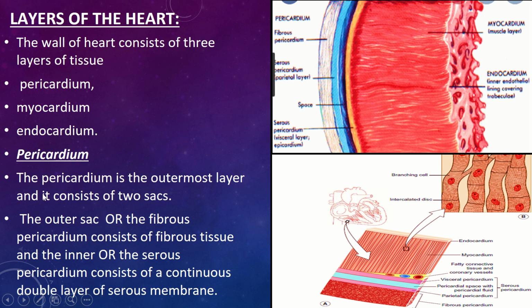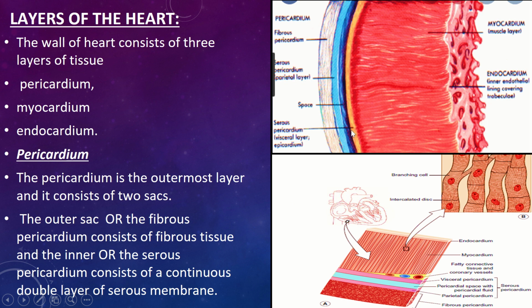So what about the pericardium? The pericardium is the outermost layer and it consists of two sacs. It is divided into two: the fibrous pericardium and the serous pericardium. The outer or fibrous pericardium consists of fibrous tissue and the inner or serous pericardium consists of a double layer of serous membrane. Here you can see there are double layers: in the serous pericardium, the outer one is called the parietal pericardium and the inner one is called the visceral pericardium.